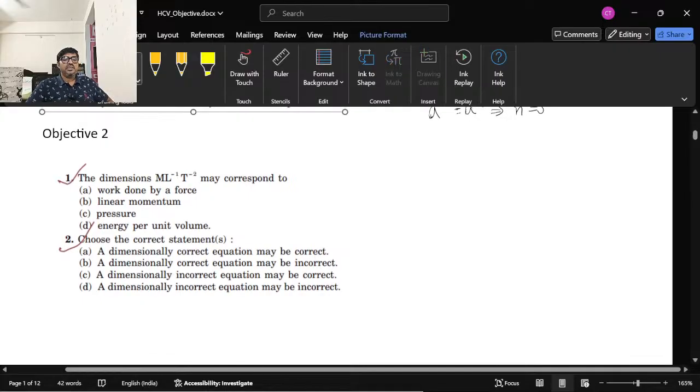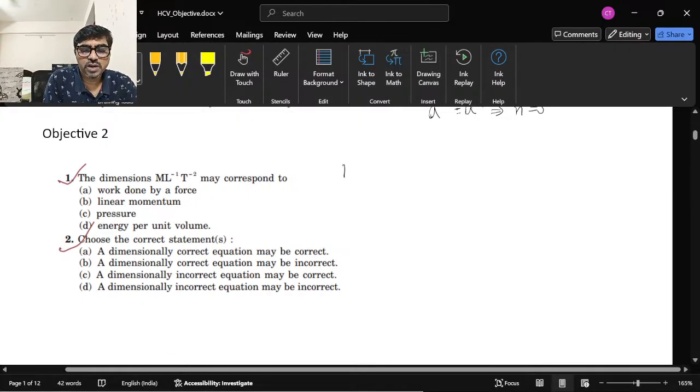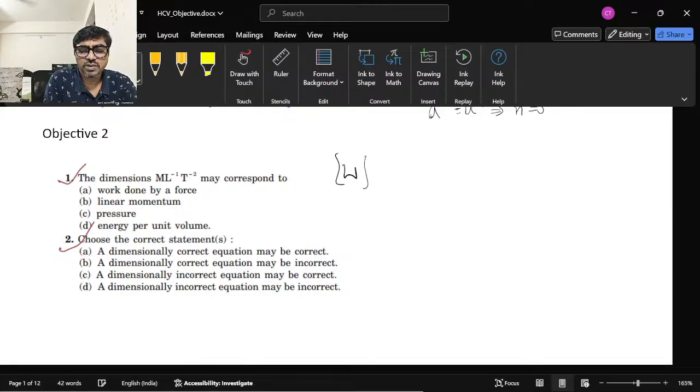So work done by a force. The dimensions of work, standard one: force into displacement. Force is mass into acceleration, into displacement, M L square T power minus 2. So that doesn't work. Linear momentum. Linear momentum is mass into velocity. Mass is M, velocity is L T power minus 1. So that does not match.